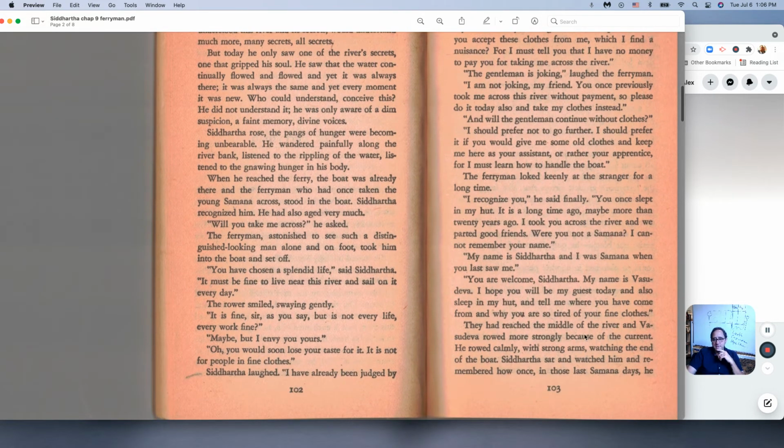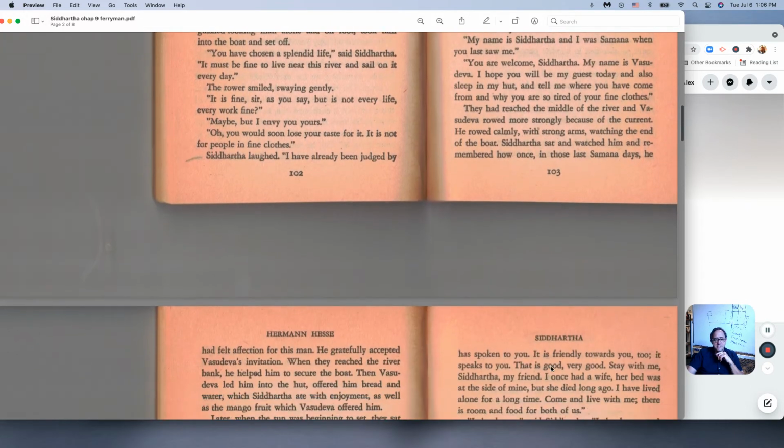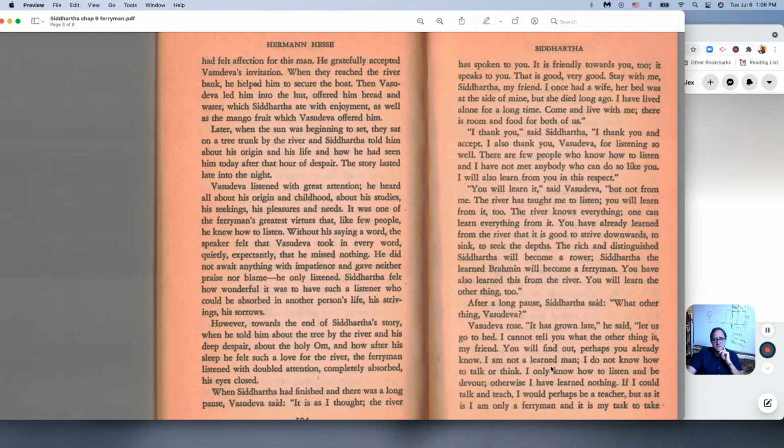They had reached the middle of the river, and Vasudeva rowed more strongly because of the current. He rowed calmly with strong arms, watching the end of the boat. Siddhartha sat and watched him and remembered how once, in those last samana days, he had felt affection for this man. He gratefully accepted Vasudeva's invitation. When they reached the riverbank, he helped him to secure the boat.